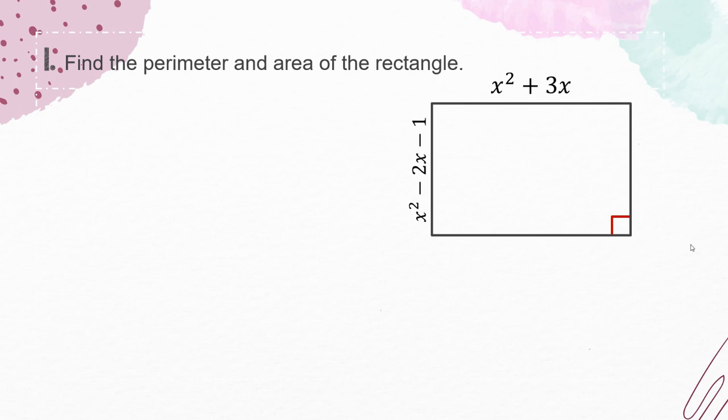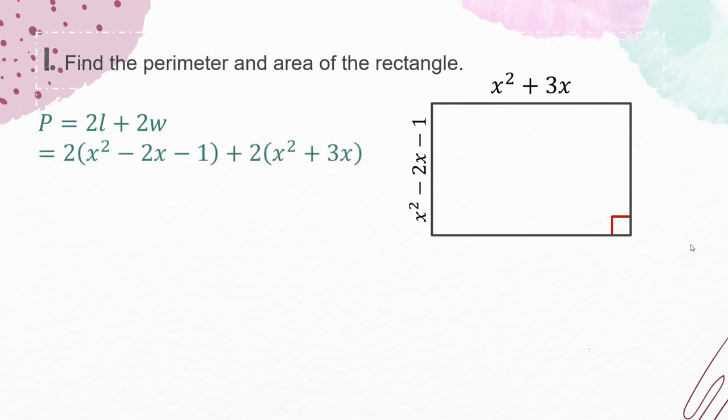In example 1, it says find the perimeter and the area of the rectangle. So let's start by writing our formula for perimeter, which is 2 times the length plus 2 times the width. In place of the length, we are using the expression x squared minus 2x minus 1, and in place of the width, we're using x squared plus 3x. So when I substitute those in for length and width, now I would distribute. Distributing the 2 to this expression and then also distributing the 2 to the width expression gives us this.